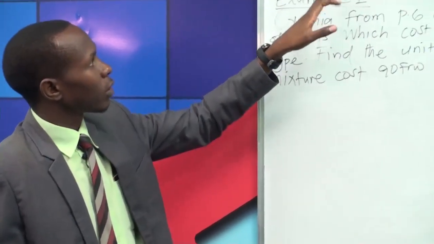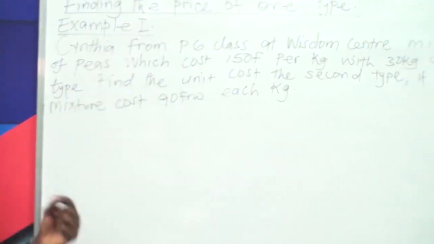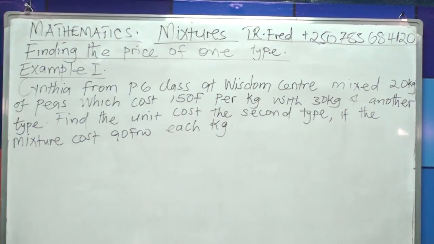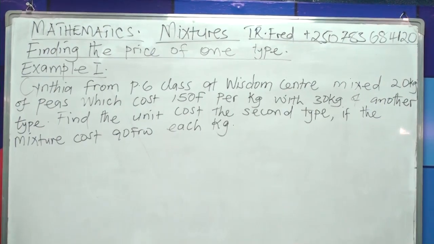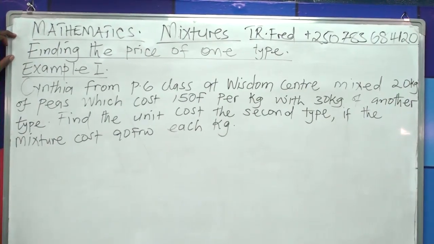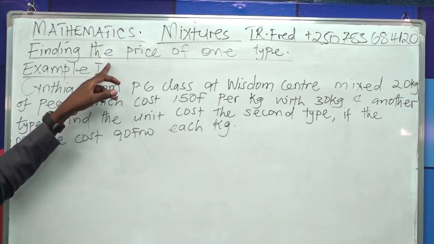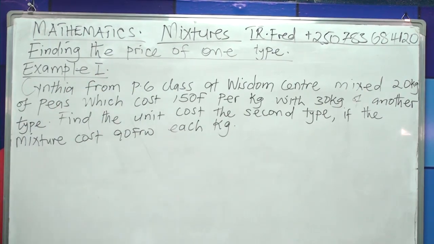I'm going to take you still on mixtures. Previously, we looked at mixtures, and they are the same mixtures we are still looking at. So let's look at the unit we are handling today and the subtopic of today. The subtopic that we're handling today is finding the price of one type.